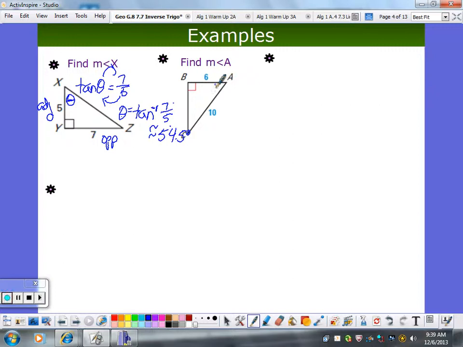Find the measure of angle A. Now what do I know here? I've got an adjacent and I've got a hypotenuse. So cosine of theta equals 6/10. Now let's turn this into a statement where I've got theta equals. Well, you basically swap these values and you add a -1. So it's the angle whose cosine is 6/10.